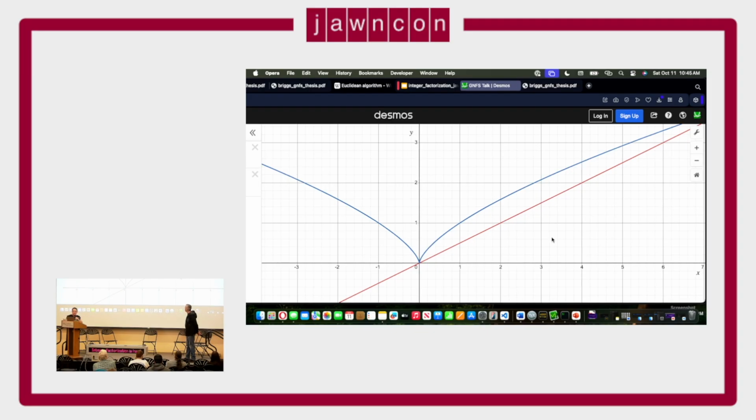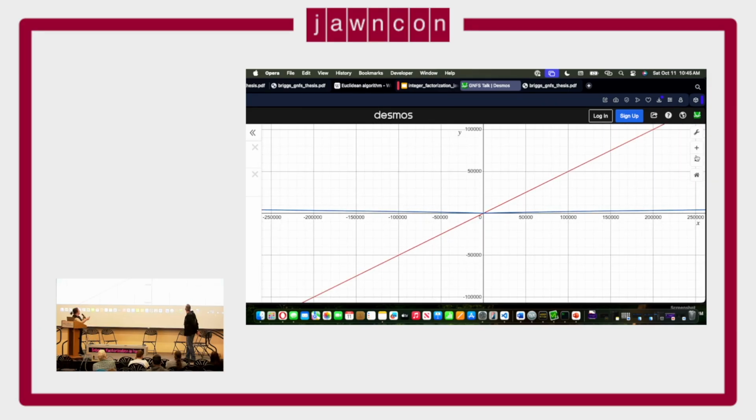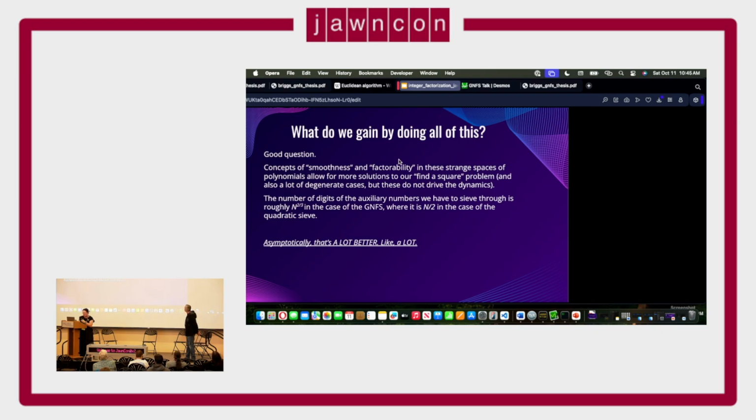Remember I said you don't want to use the General Number Field Sieve for small numbers? This is why. It's worse, but then look at how much better that is. N over 2 just keeps on trucking, and n to the 2/3 is way more efficient. So anyway, I just wanted to show you that. It really is more efficient, I promise. It might not be obvious, but it is.